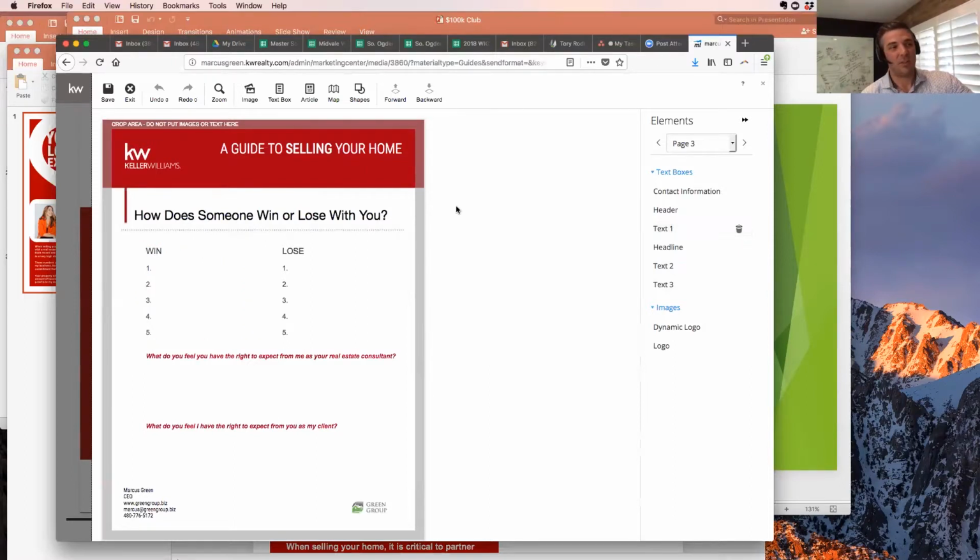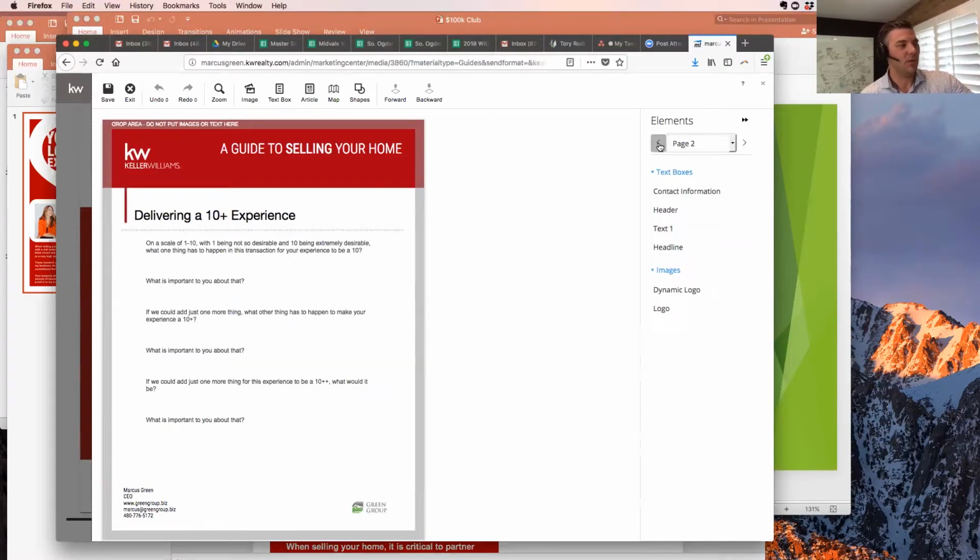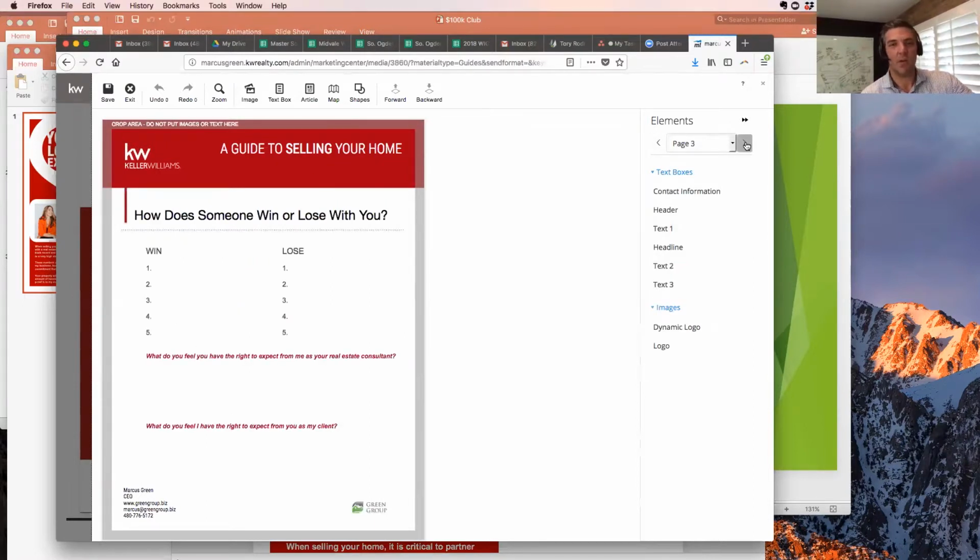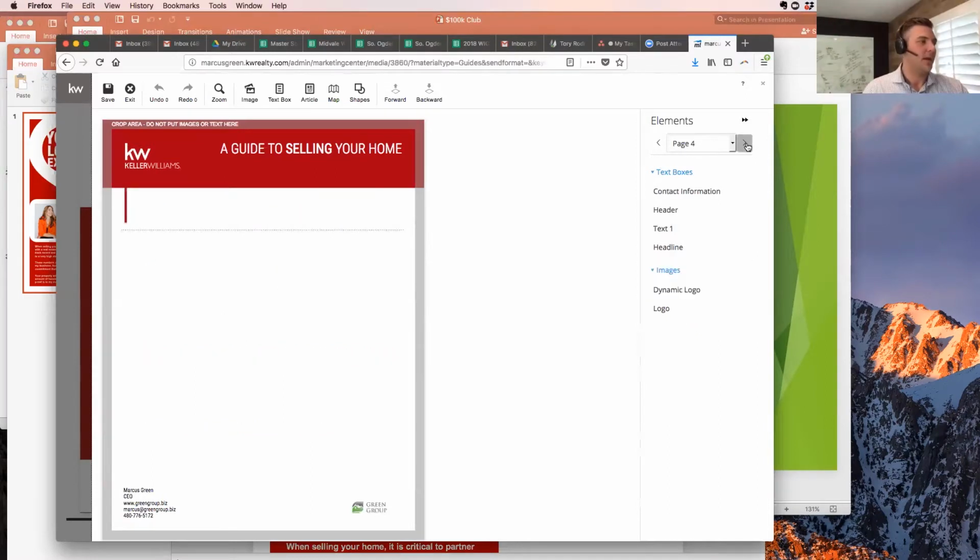Again, generally speaking, if it's a high D, I'm going to use this page, delivering a 10 experience, and I'm going to jump this page. If it's a C or an I or an S, I'm going to go through this part as well and get a little bit deeper on that.